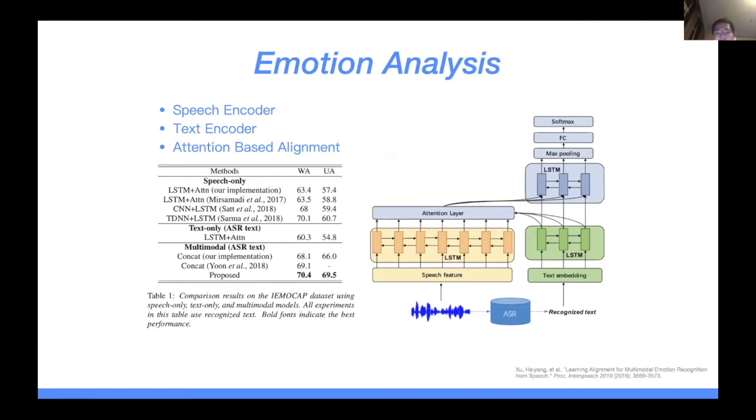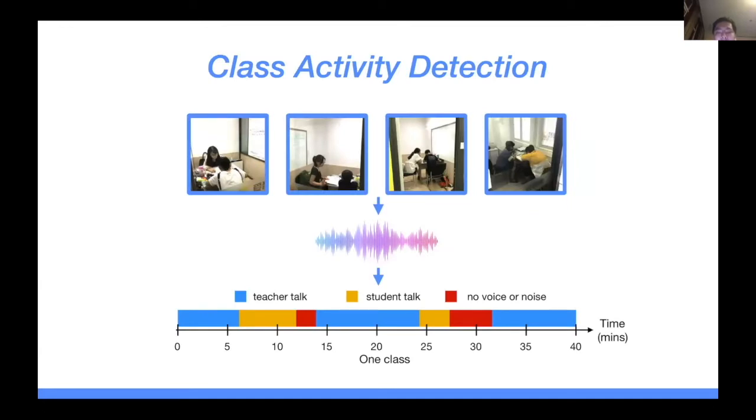Okay, next let's take a look at classroom activity detection. Here are some photos taken in our offline one-on-one class. There is one student with one teacher in the classroom, and the video is recorded with the recorder away from them to minimize its influence on teaching.